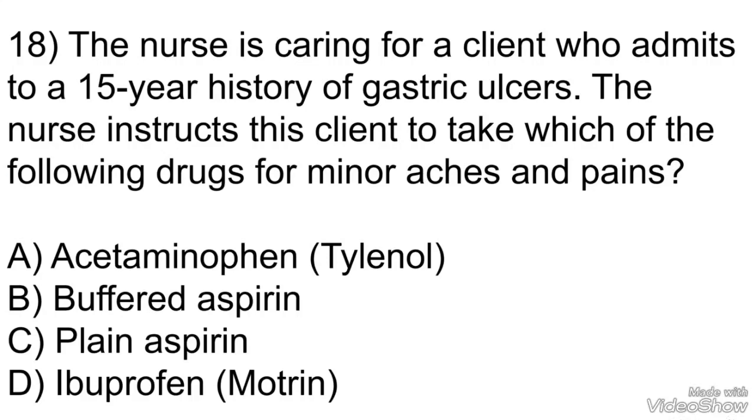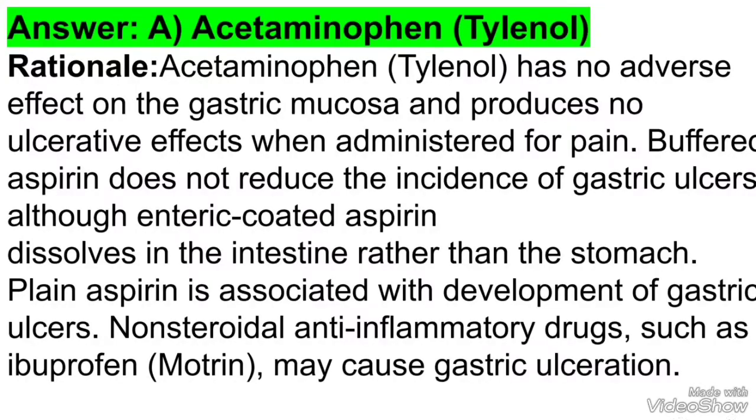18. The nurse is caring for a client who admits to a 15-year history of gastric ulcers. The nurse instructs this client to take which of the following drugs for minor aches and pains? A. Acetaminophen. B. Buffered aspirin. C. Plain aspirin. D. Ibuprofen. Answer.